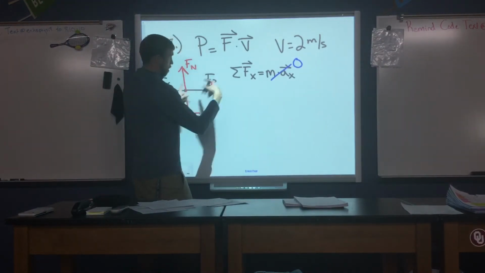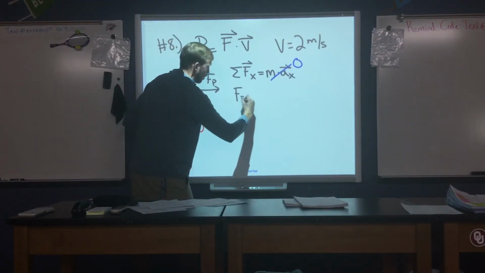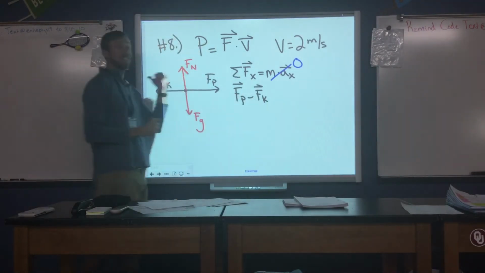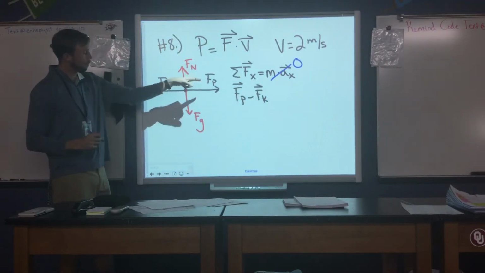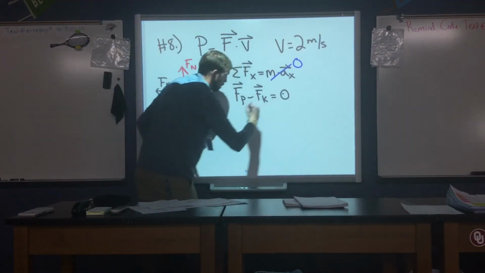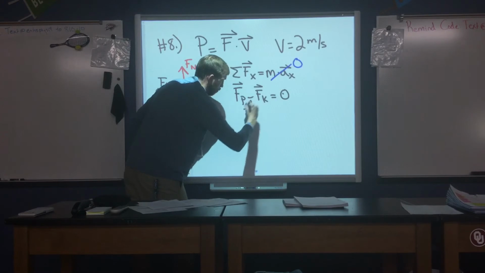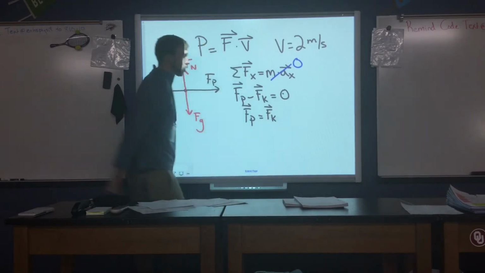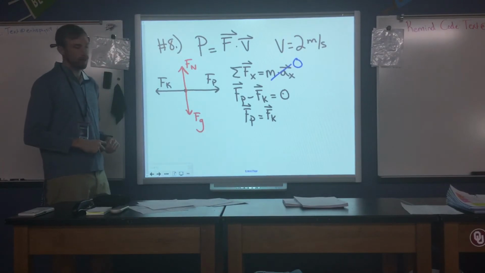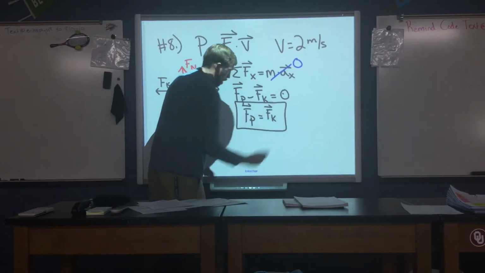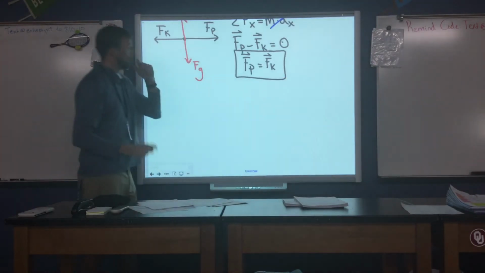So now I've got my sum of forces, my push force minus my force of friction. I'm going to say that my force of friction is negative, it's to the left, and our push force is positive, it's to the right. Those must equal 0, which means if I move my value for the friction force over, then my push force would equal my force of kinetic friction.